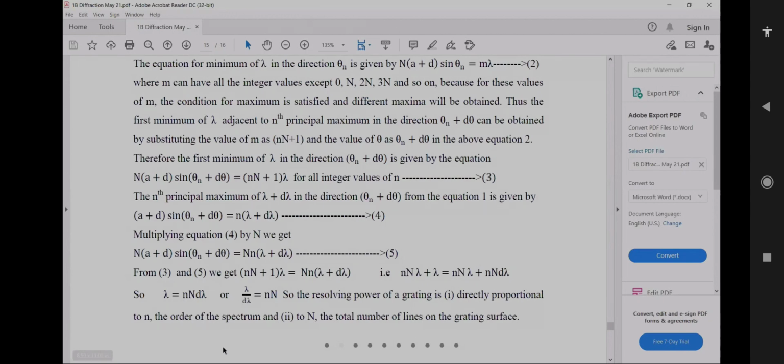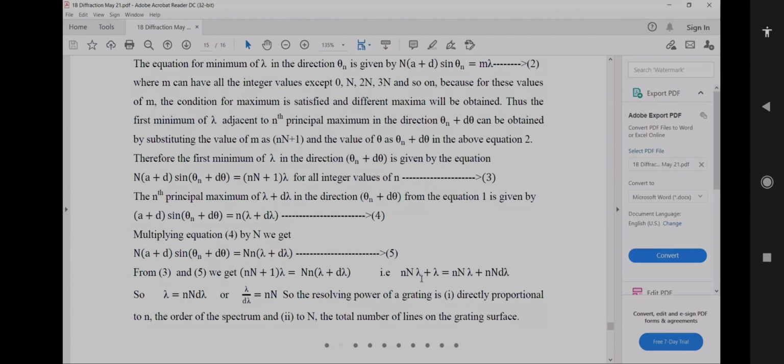Therefore this can be written as lambda by d lambda is equal to n into capital N, from this equation.